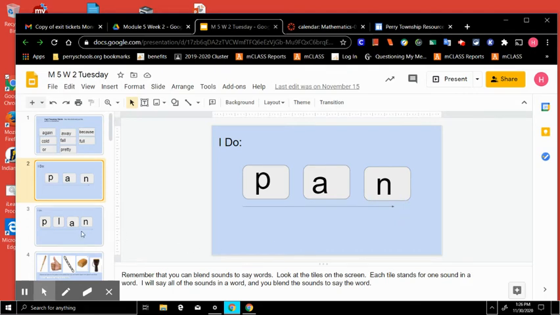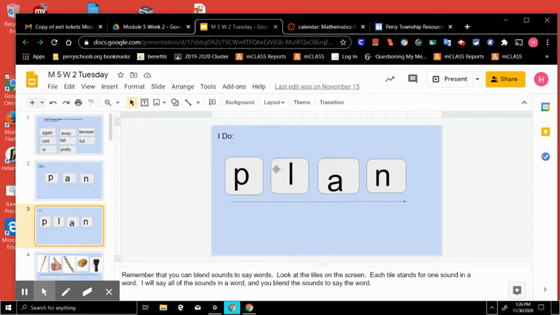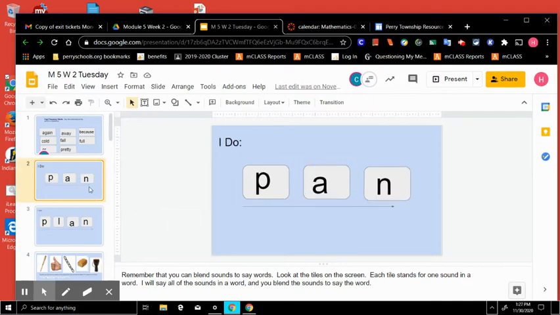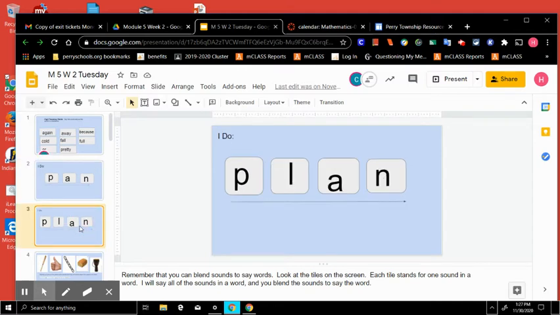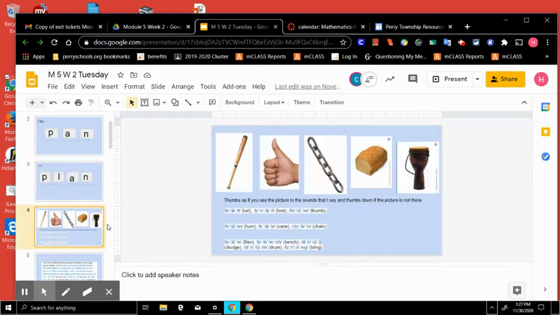Let's try another one. Ooh, I see I changed it. I added the L. I have p, l, a, n. Plan. Are pan and plan the same word? Pause your computer and tell somebody sitting next to you, are pan and plan the same word? Good job.